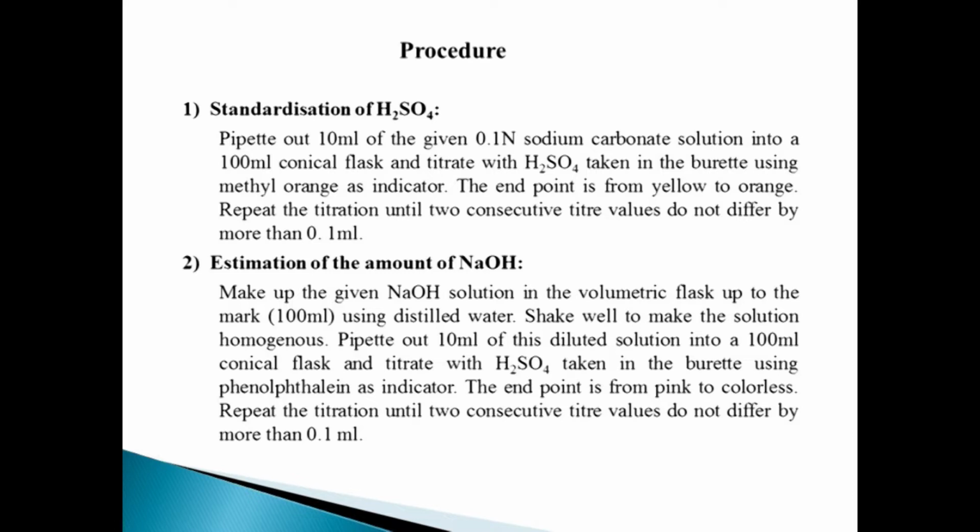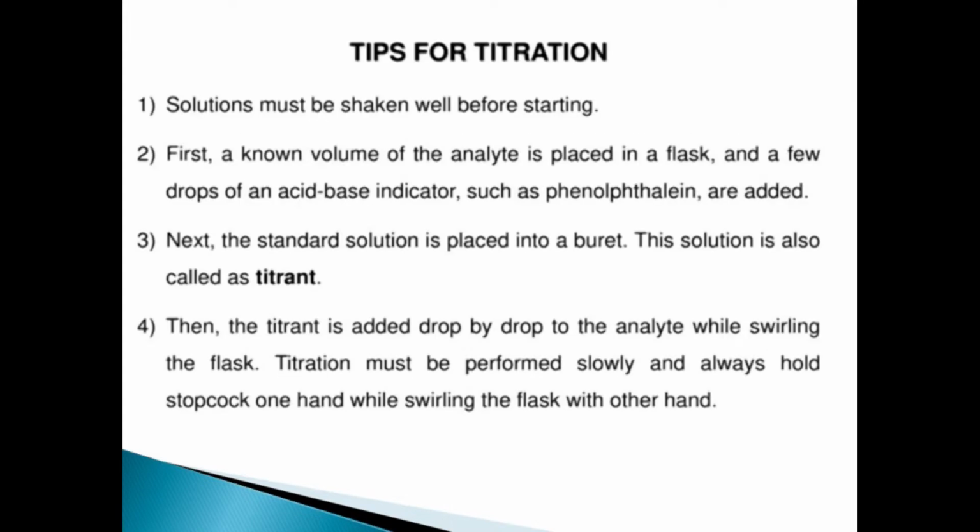To estimate the amount of sodium hydroxide, we make up the given sodium hydroxide solution in a volumetric flask up to the mark of 100 ml using distilled water, and shake well to make the solution homogeneous. After that we pipette out 10 ml of this diluted solution into a 100 ml conical flask and titrate with H2SO4 taken in the burette, using phenolphthalein as an indicator. The end point is from pink to colorless. We repeat the titration until two consecutive titer values appear. From this we can estimate the amount of sodium hydroxide present in the solution.